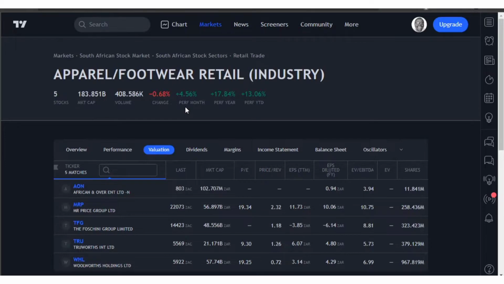I can see the performance for the month is plus 4.5%. So, put together, if you bought all these shares, your portfolio would be up 4.56% within that segment, not your whole portfolio, but within that segment. And then performance for the year: since last year April, the shares are up 17%, and the performance since the beginning of the year, so performance YTD, year to date, the shares are up 13%.